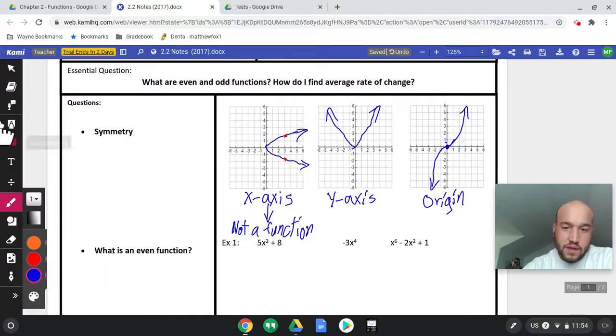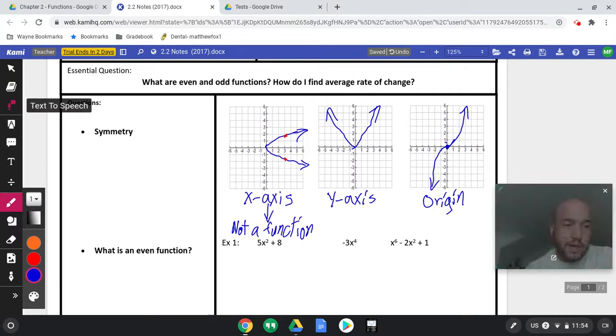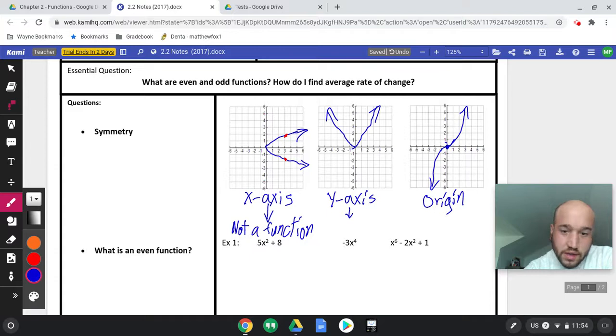Now, if it is symmetric over the y-axis, this is something that we are going to call an even function. And this is useful because once we find out how to tell if a function is even, odd, or neither, then just by making that connection, you'll know that it's symmetric over the y-axis, okay? And you can have that conclusion.